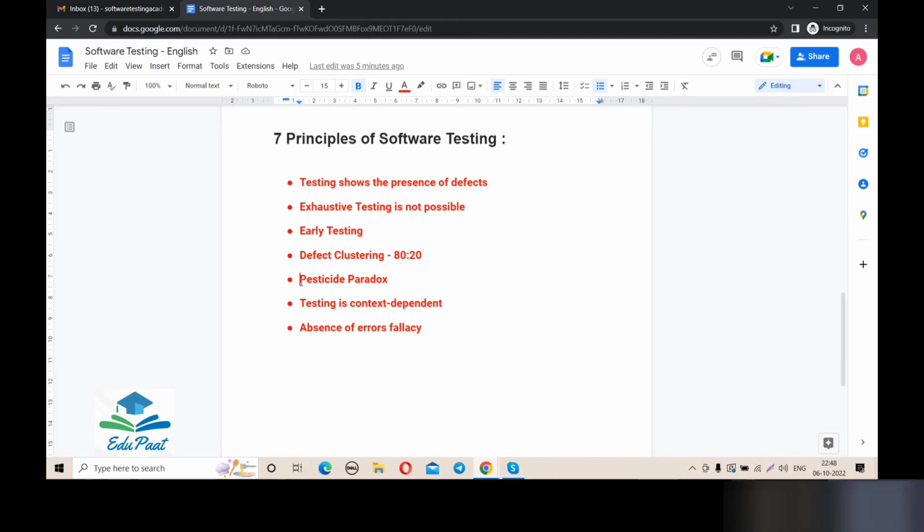Now, point number 6: testing is context dependent. What does it mean? For example, consider 2 companies making a pen pack battery set. The first one is a premium one costing, suppose, $10, while the other costs, suppose, $2. The first company is giving you the $10 and the second company is giving the $5, let's say, or $2.